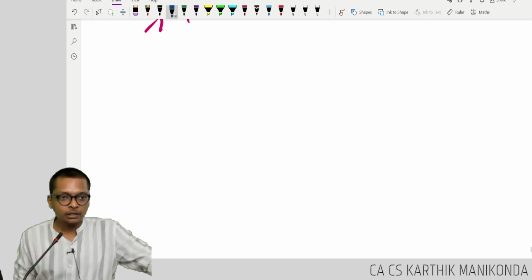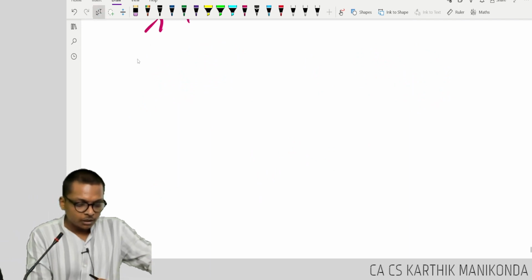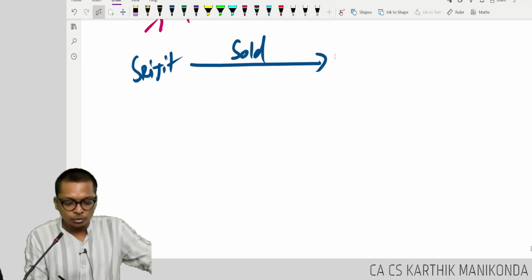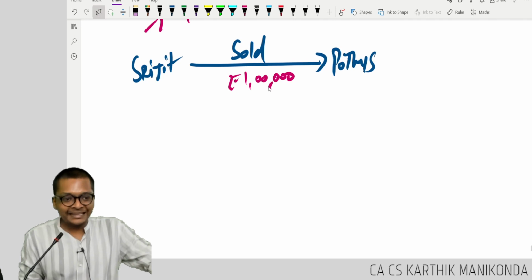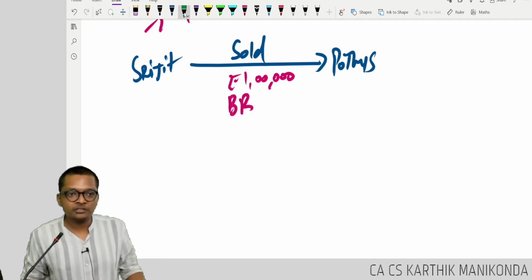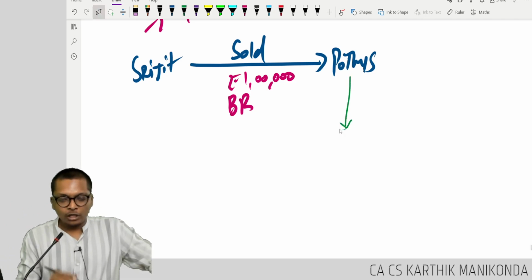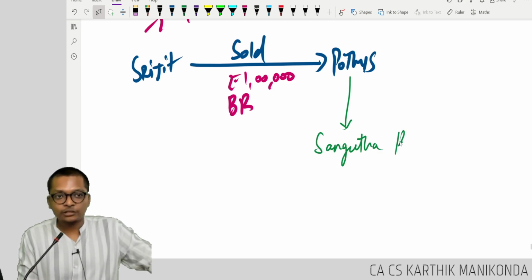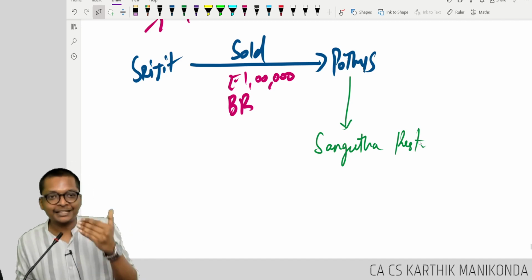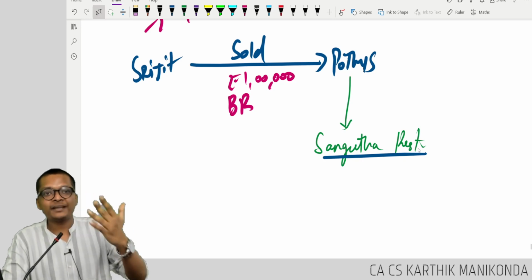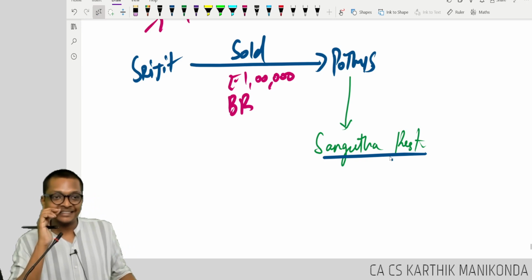Holder in due course. We'll start off with the same example where Srijit sold goods to Pothis for 1 lakh and he gave a bills receivable. We know the concept of endorsement. Pothis endorsed this bill to Sangeeta restaurant. Why? Pothis's employees had lunch at Sangeeta restaurant, so they have to pay 1 lakh. For that, Pothis gave the bill to Sangeeta restaurant.